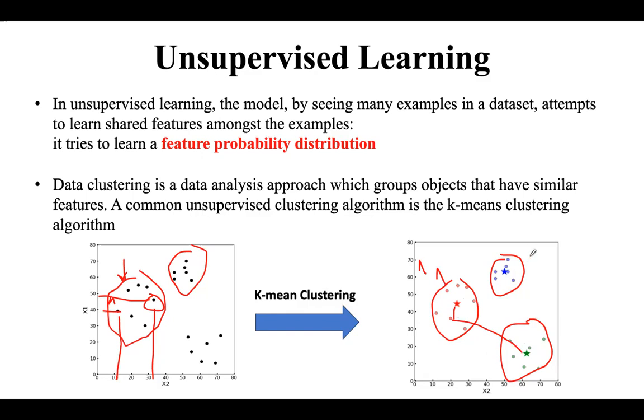And again, the common feature between the examples in the second group is that the distance between the examples and the center of the group, which is called the centroid, is much closer than the distance between this example and the center of the third group. So you can see the algorithm automatically understands this, which is called finding a feature probability distribution.